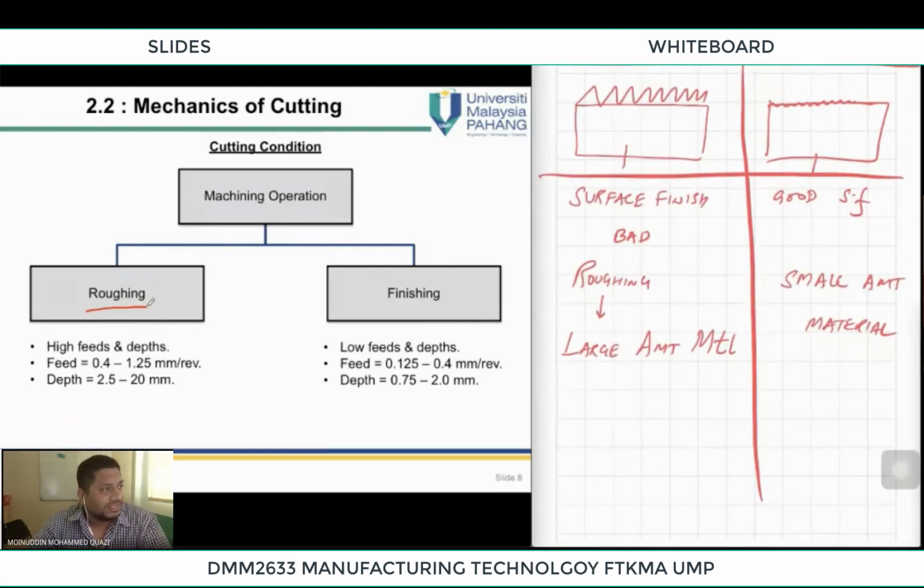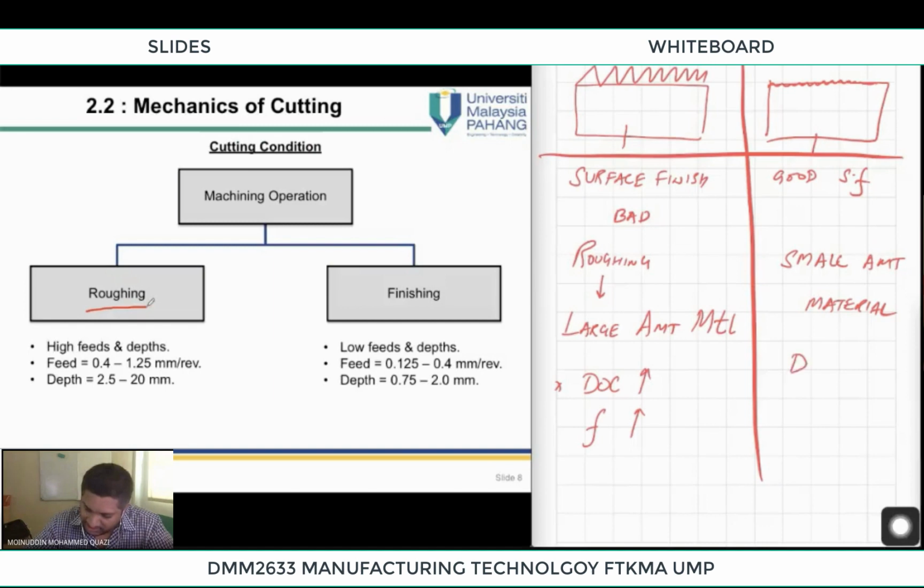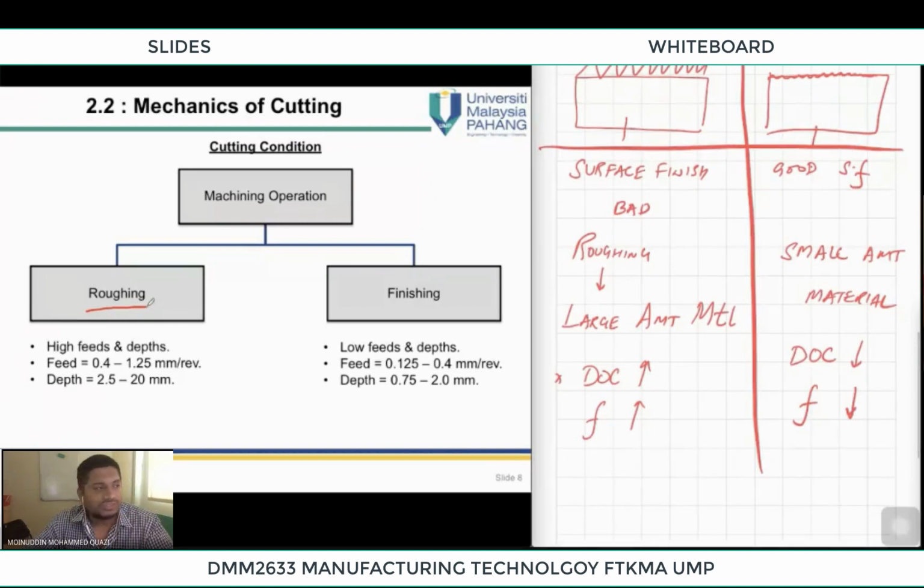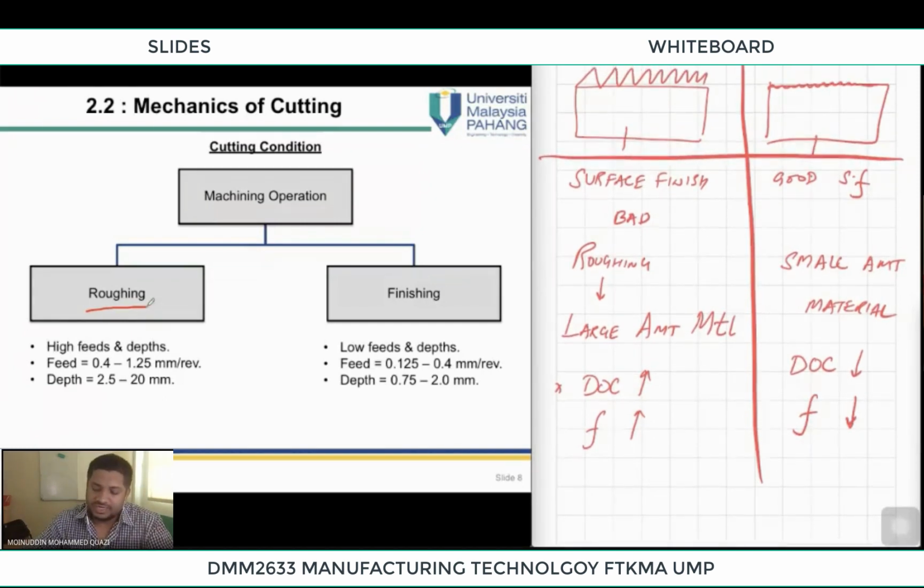Another thing is the feed, the rate at which the tool moves, right? So if I want to quickly remove the material, the feed of the tool should be very high, or very fast. The cutting speed is very high, and the depth of cut is also very high. So DOC is very high and the feed is very high. And for a good surface finish, the DOC is small and the feed is also small. Only then can I produce a good surface finish.